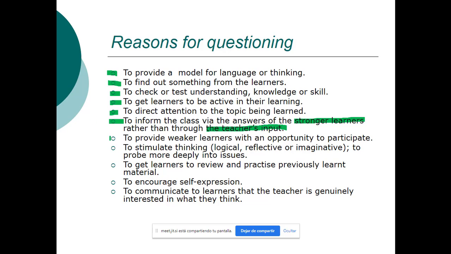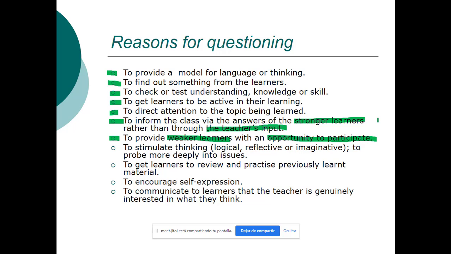Now, the other is to provide weaker learners with an opportunity to participate, meaning that these weaker learners are not going to have the guts or the ability or the intention to participate. Why? Because maybe they are going to think that if they are wrong, they are going to be bullied, right? I want you to be out of that idea. So we're going to provide these spaces for them to talk and for everybody to collaborate in their own learning process.